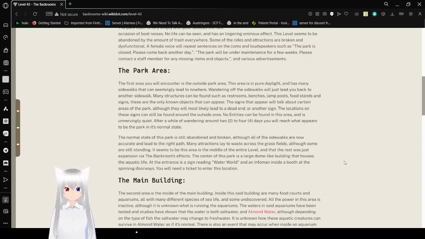Oh, and signs. These are the only known objects that can appear. The signs that appear will talk about certain areas of the park, although most likely lead to a dead end or another sign. Locations on these signs can still be found around the outside area. No entities can be found in this area and it is unnervingly quiet.